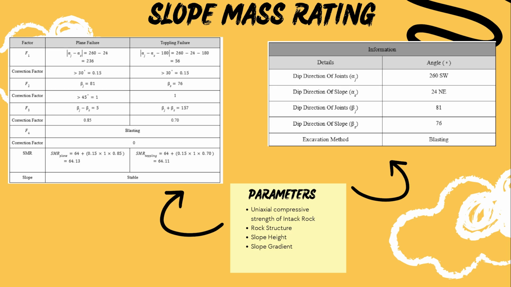By applying these correction factors, SMR provides a more accurate assessment of the likelihood and type of slope failure, which is crucial for designing slope stabilization and support. Typically, slopes with SMR values above 75 are stable and require little to no support, while slopes with SMR values below 30 are generally unstable and require remediation. Our SMR plane is 64.13 and SMR toppling is 64.11. That means our SMR is quite average.